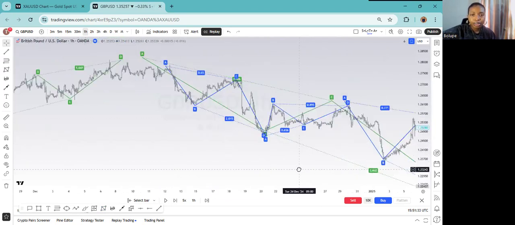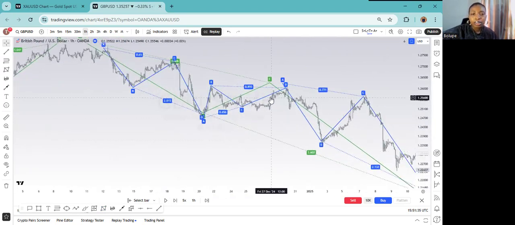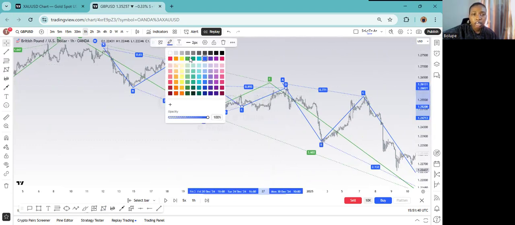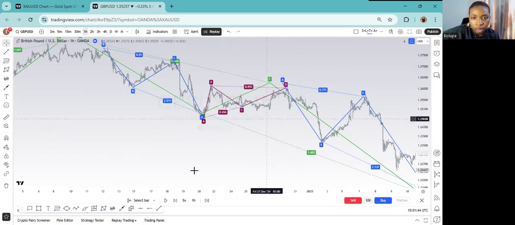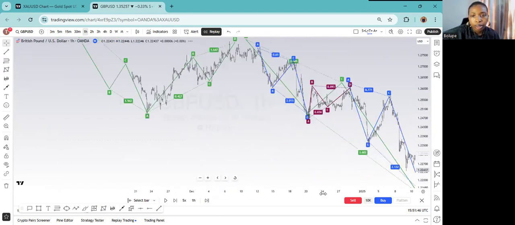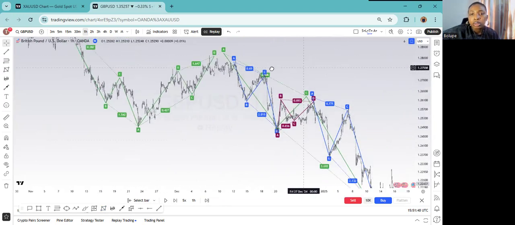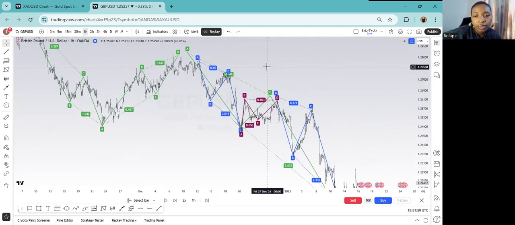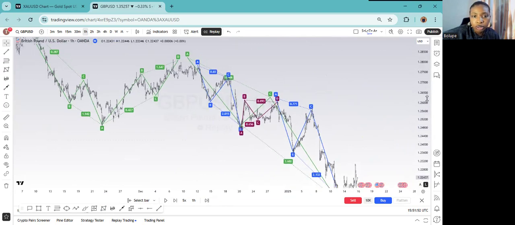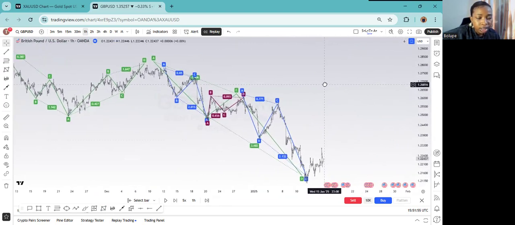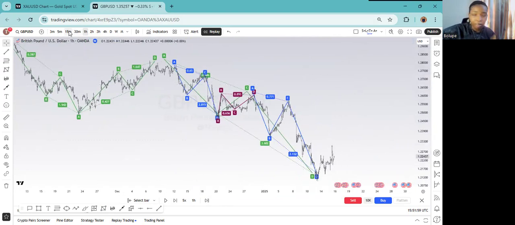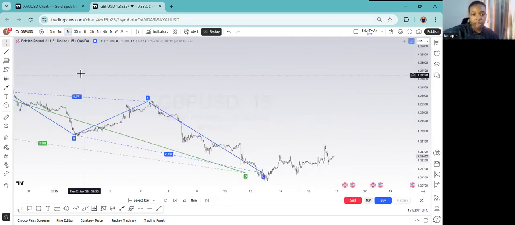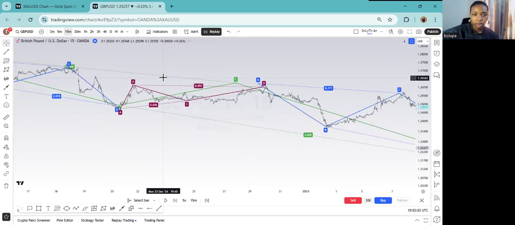So I'm going to make this the correction phase. Let's see a color that I don't really use here. Okay. So I'm identifying the phases of structure inside of structure. This is what I mean by training your eyes.